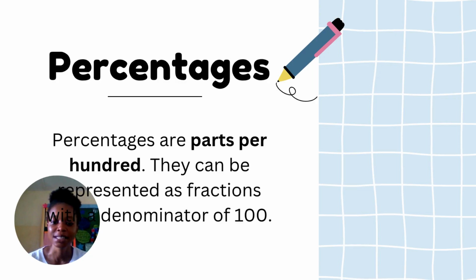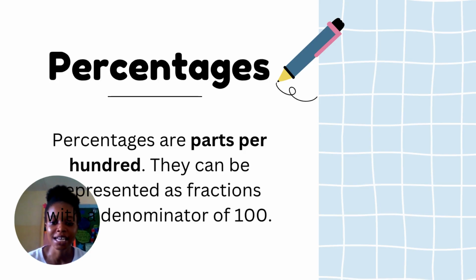Now, percentages are parts per hundred. Percentage is like a fraction, right? And the whole is 100. Now we have various parts in that whole. We have like 20 over 100, 30 over 100, 40 over 100. So they are like parts of the whole.